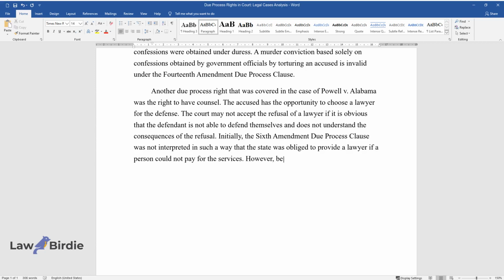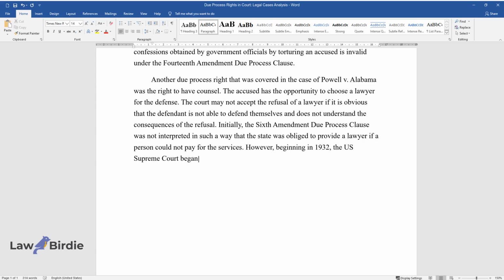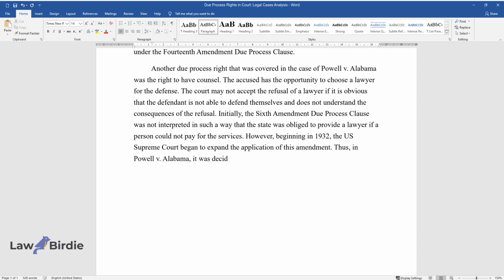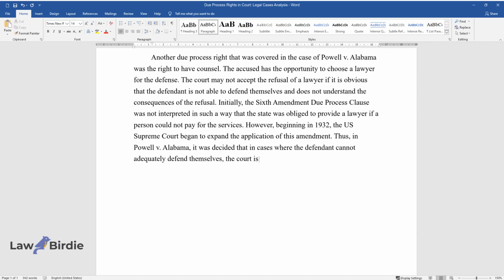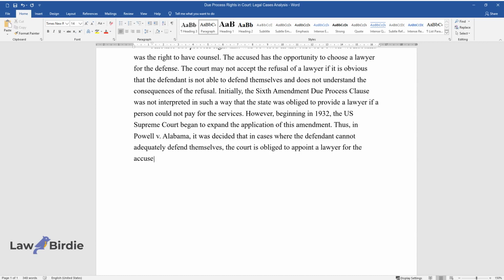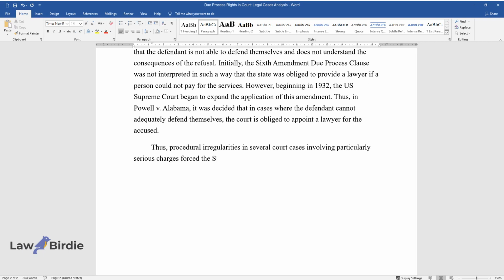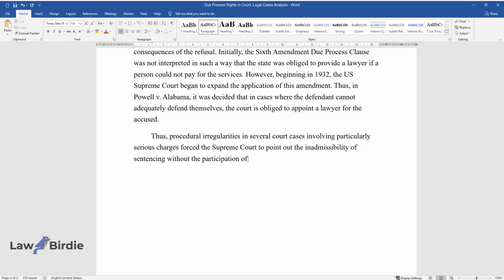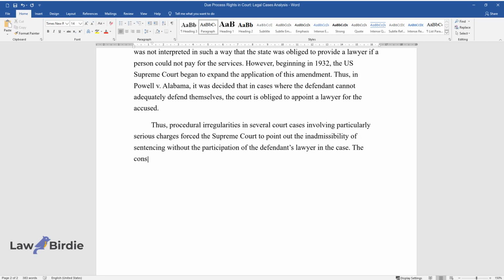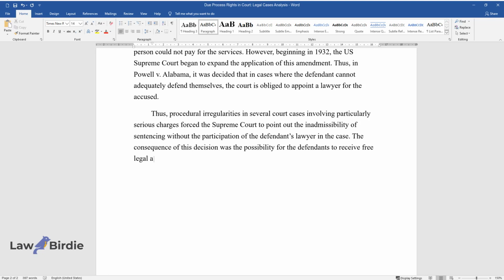However, beginning in 1932, the U.S. Supreme Court began to expand the application of this amendment. Thus, in Powell v. Alabama, it was decided that in cases where the defendant cannot adequately defend themselves, the court is obliged to appoint a lawyer for the accused. Thus, procedural irregularities in several court cases involving particularly serious charges forced the Supreme Court to point out the inadmissibility of sentencing without the participation of the defendant's lawyer in the case. The consequence of this decision was the possibility for the defendants to receive free legal assistance.